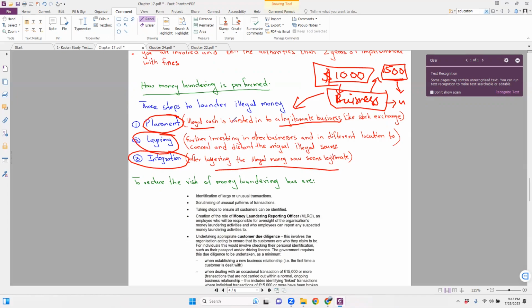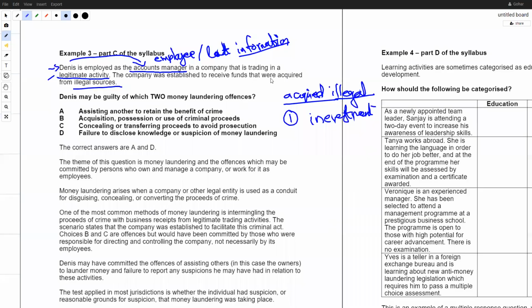And right now, we are making the first investment. This company was made to make the first investment. So, this was placement.